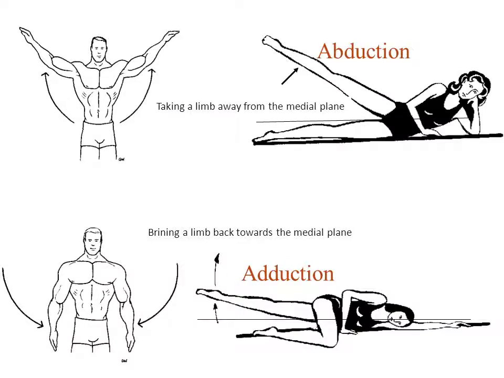Abduction and adduction refers to the action at the limbs, either away from or towards the midline of the body. In the picture on the left, you can see a man doing a jumping jack with his arms going out. This is abduction. Abduction means to take away. The woman on the right at the top is abducting her leg away from the midline. In the pictures on the bottom, the man's arms are coming towards the medial plane of the body. This is adduction.